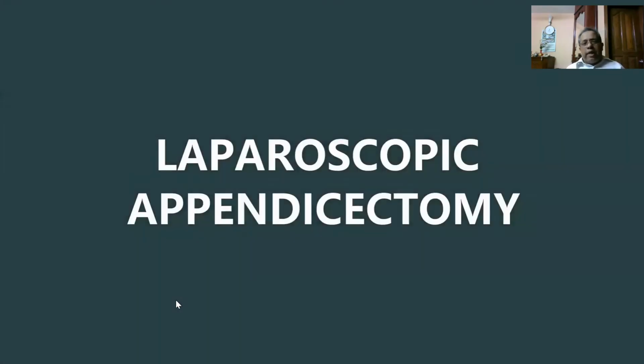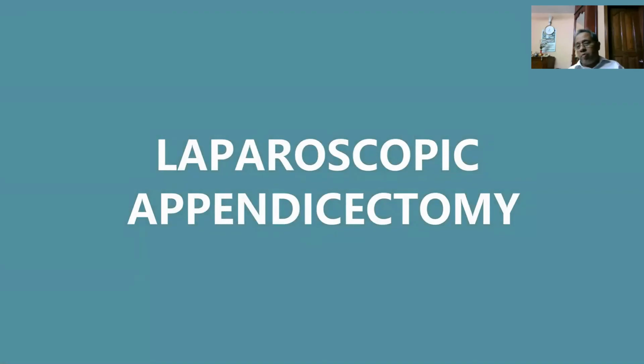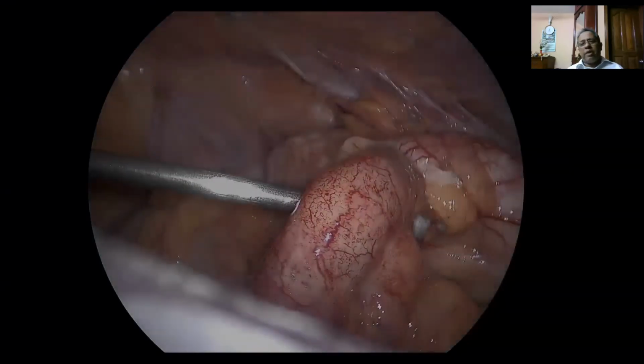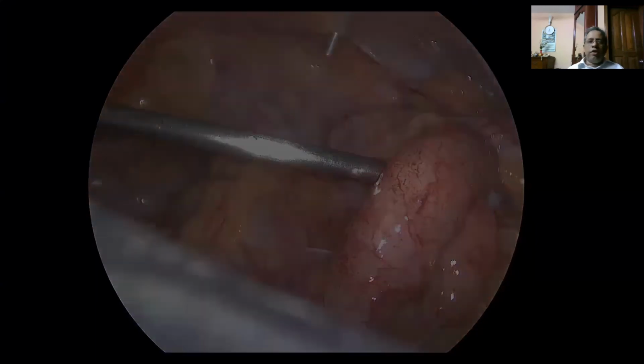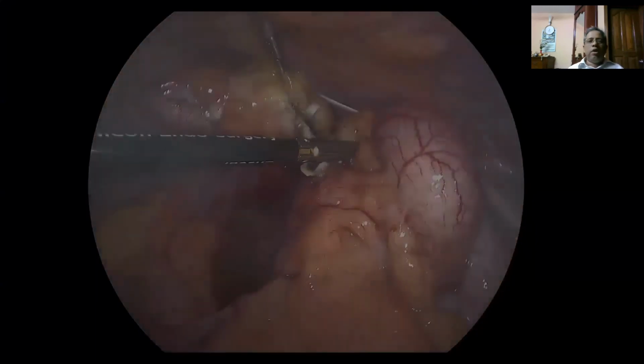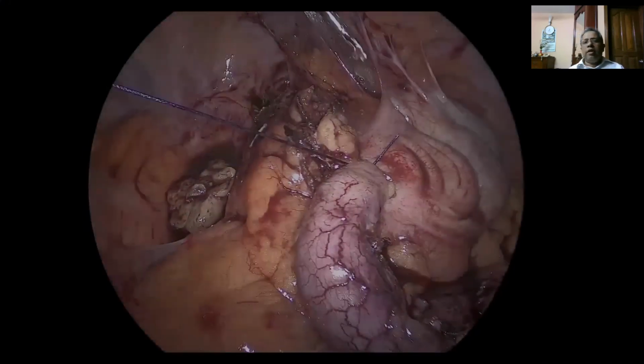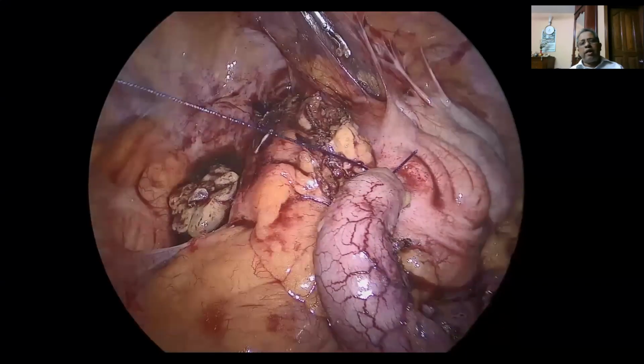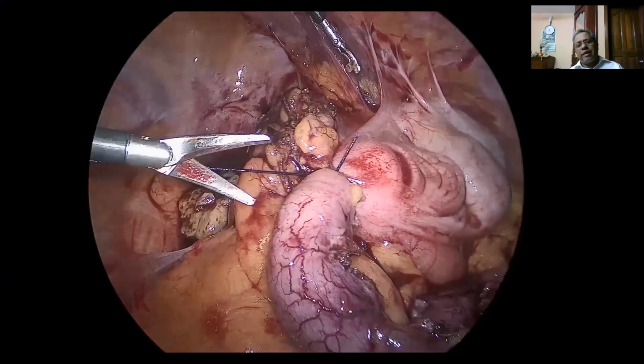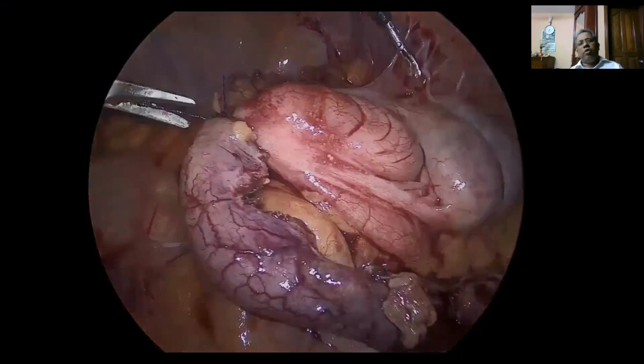Look at the picture of laparoscopic appendicectomy. See how precisely the surgery is done without touching the other viscera. Look, the appendix is distended. The mesoappendix is divided, and the base is ligated with an extracorporeal knot with big sutures.